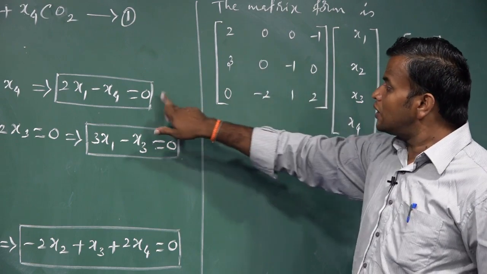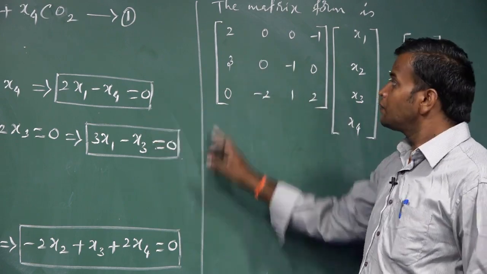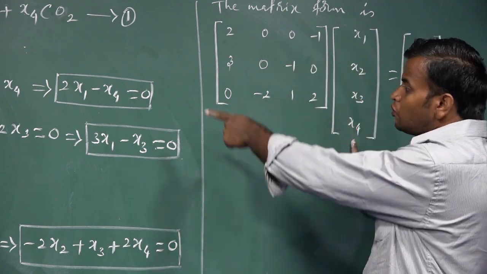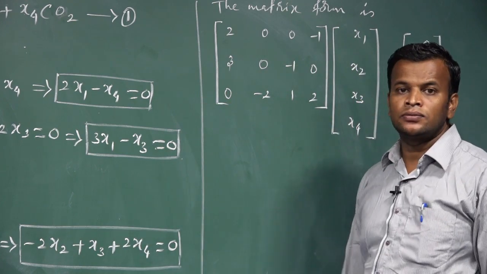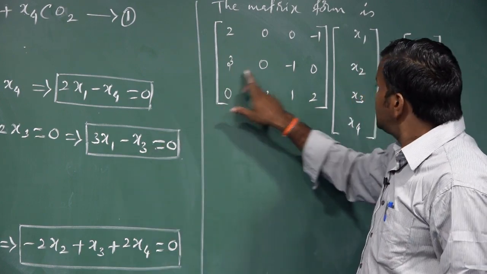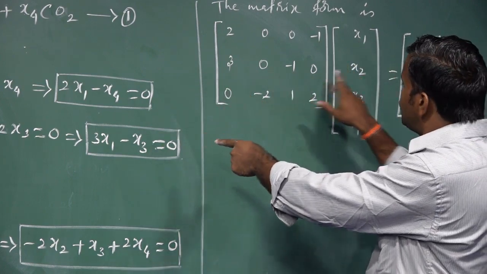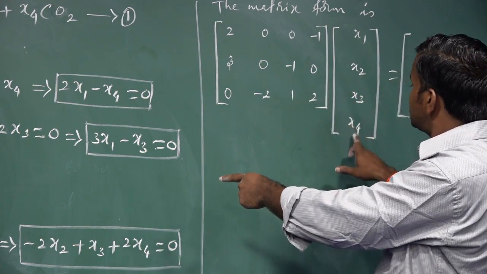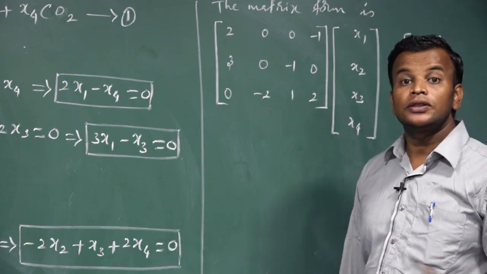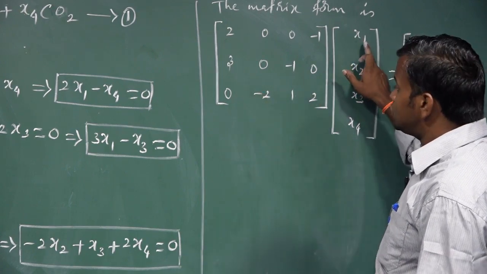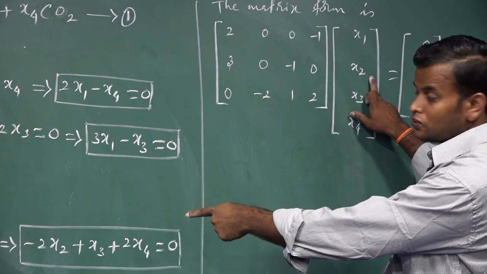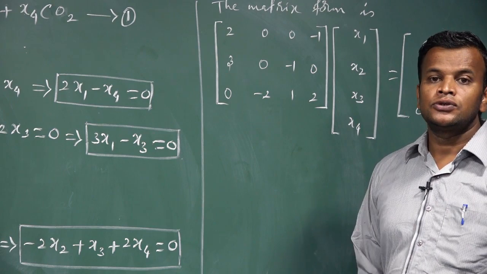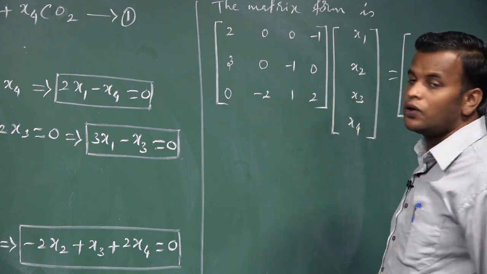Now we multiply, we get the equations. I check: 2 into x1, 2x1; 0, 0; minus 1 into x4, minus x4 is equal to 0. Second equation: 3 into x1, 3x1; 0 into x2, 0; minus 1 into x3, minus x3; 0 into x4, 0; is equal to 0. Third equation: 0 into x1, 0; minus 2 into x2, minus 2x2; plus 1 into x3, x3; plus 2 into x4, 2x4. So that is the first step, to form the matrix form.